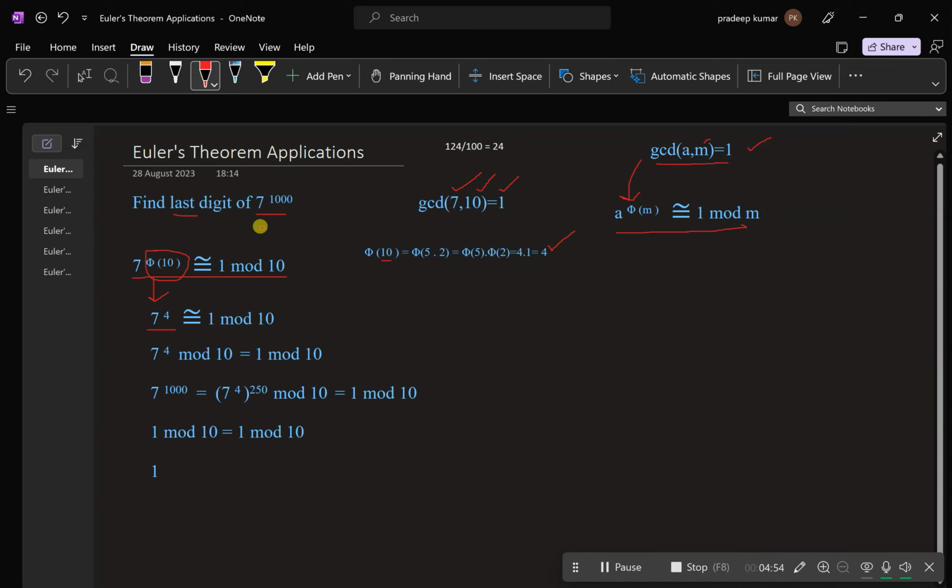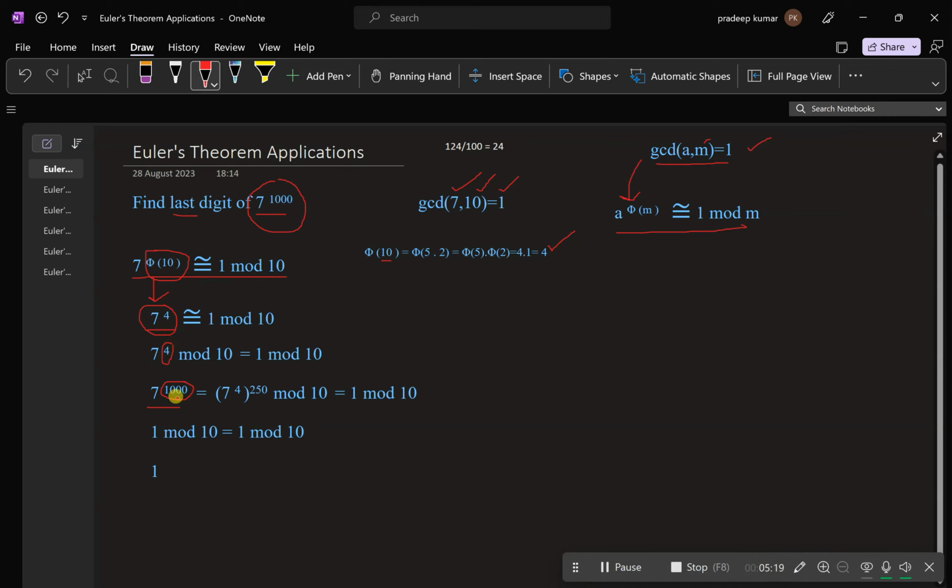See here, the question is, they have not asked what is 7 to the power of 4. They have asked, what is 7 to the power of 1000? See, we don't know what is 7 to the power of 1000, isn't it? That is a very huge number. So how do we do it then? So we'll express the power 1000 in multiples of 4. See, because we know the answer for 4, isn't it?